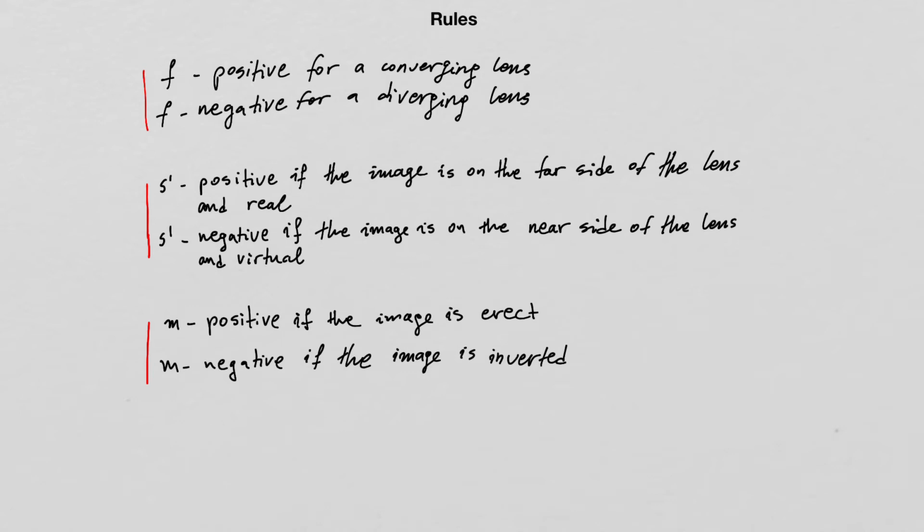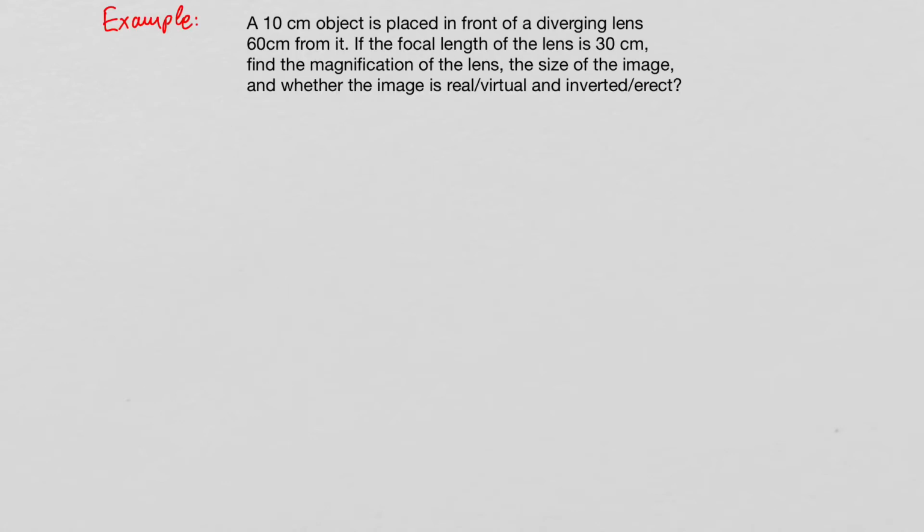So let's show two example calculations using the lens equation. A 10 centimeter object is placed in front of a diverging lens 60 centimeters from it. If the focal length of the lens is 30 centimeters, find the magnification of the lens, the size of the image, and whether the image is real or virtual, and inverted or erect. So let's make a list of the parameters stated in the problem. So the object distance is 60 centimeters, the focal distance is 30 centimeters, and this is a diverging lens.